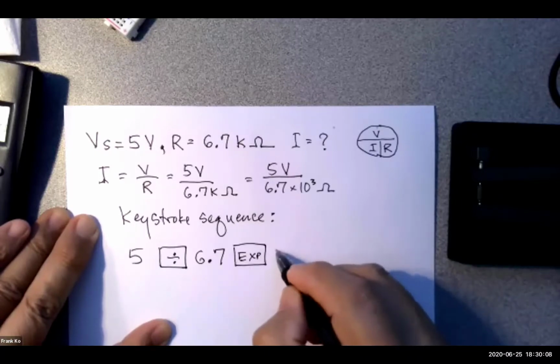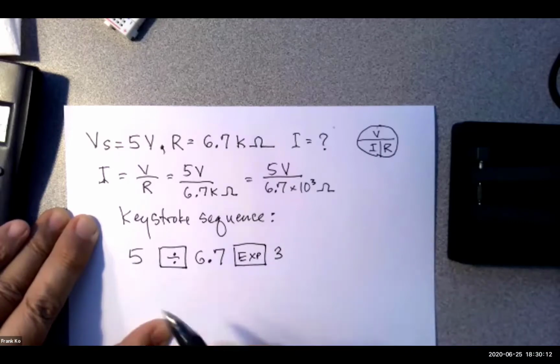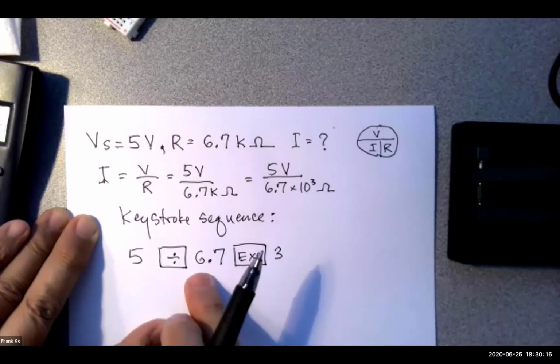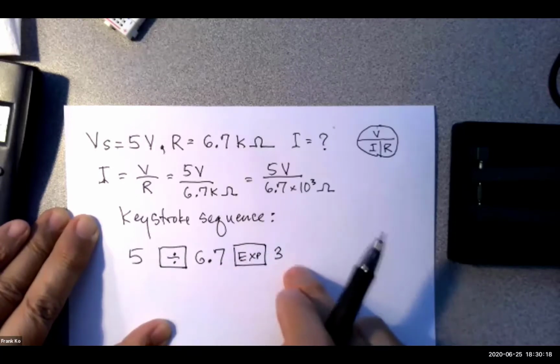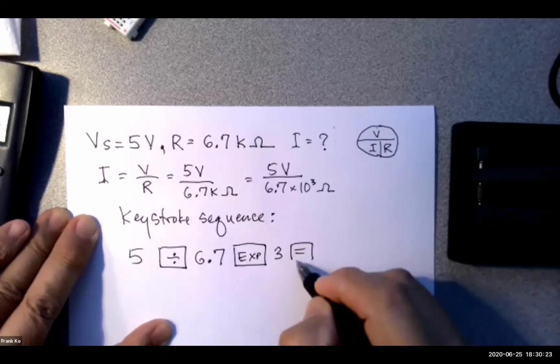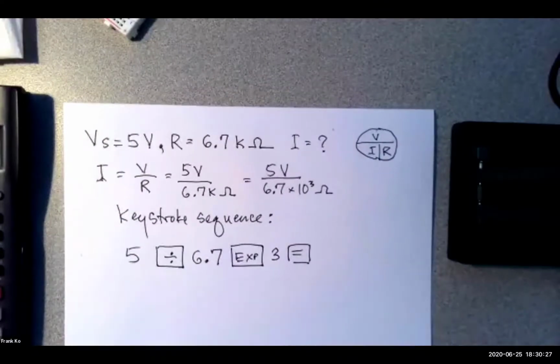followed by exp 3. So we have the 5, which represents 5 volts. You don't have to write the V. 6.7 exponent 3 represents 6.7 kilo. You don't have to write the omega in the keystroke sequence. And the next thing you do is hit your equal key, and let's see what it is that you get.